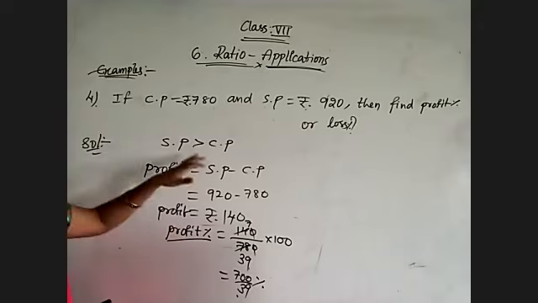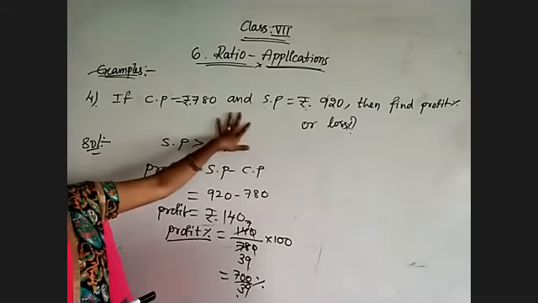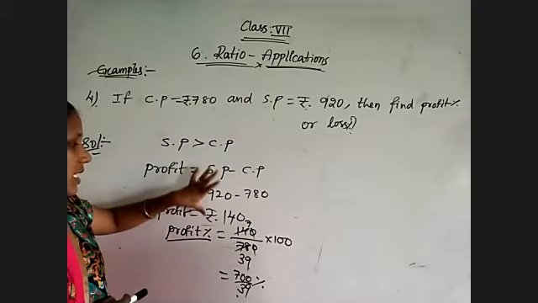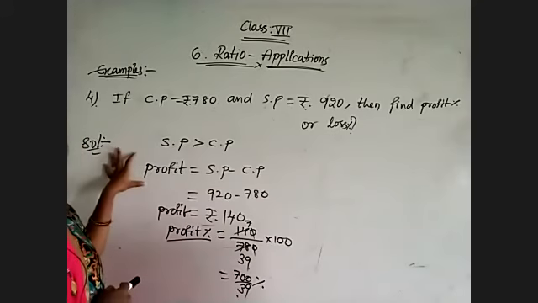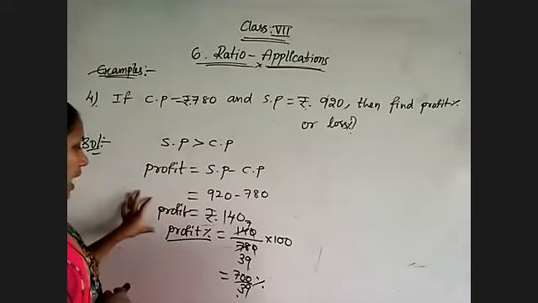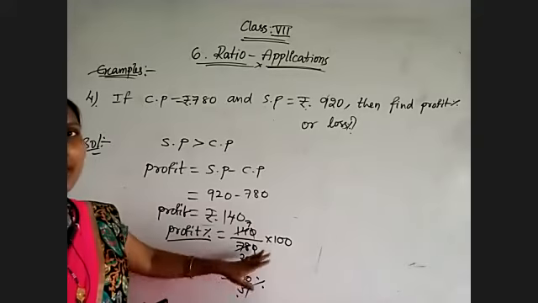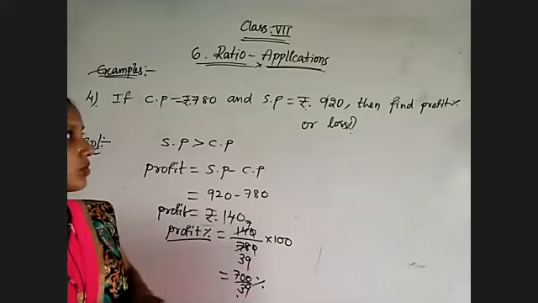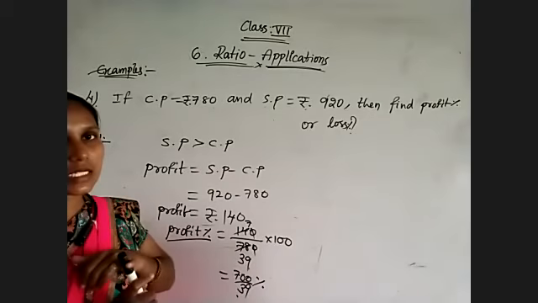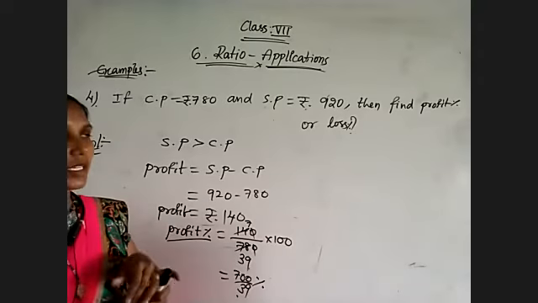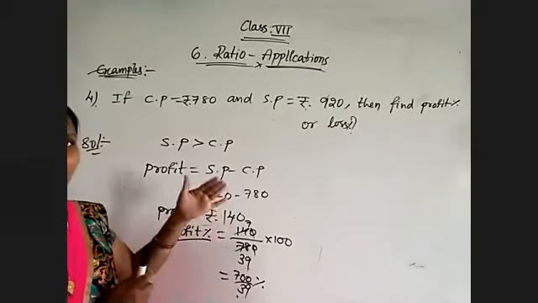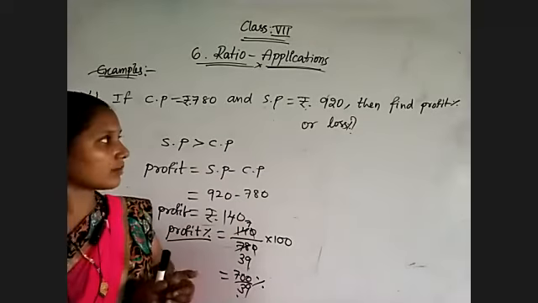And if they have mentioned CP and SP values, again compare them. If you find CP is more, then you need to do the same thing, but for loss. Loss is equal to CP minus SP. Loss percentage is equal to loss by CP into 100. By using those two formulas, if they are asking for loss, just CP minus SP is sufficient. If they are asking for loss percent, first we need to find loss, and after that loss percent.